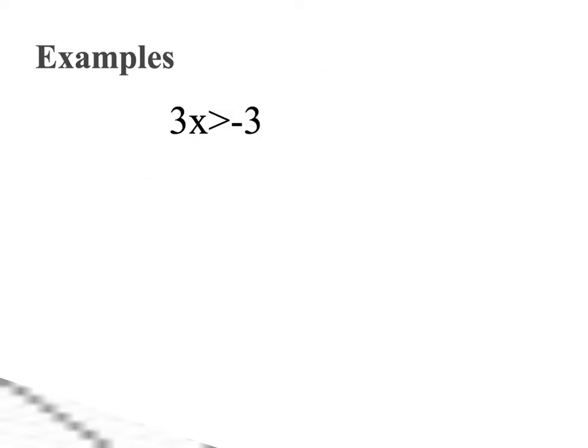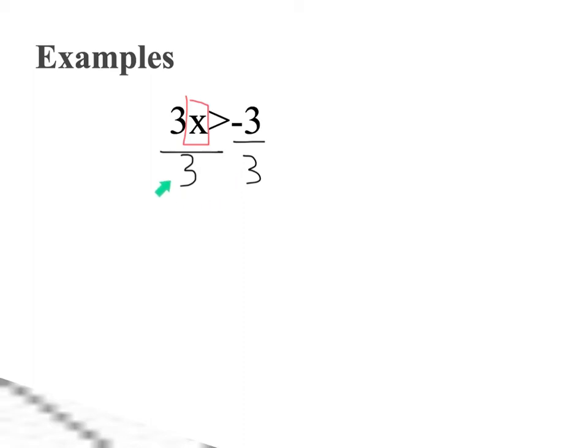Our next example here, 3x is greater than negative 3. Again, we need to isolate our variable, which is x. We have 3 times x. The opposite of multiplication is division, so we're going to divide by 3. Now we're using multiplication and division, so we need to be careful. In this case, we're dividing by a positive 3.